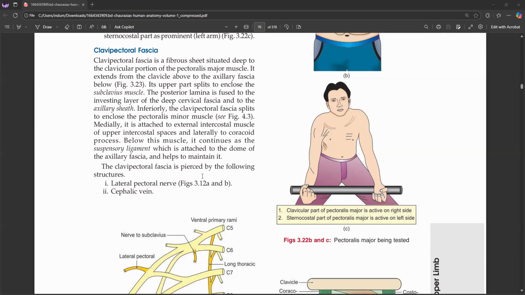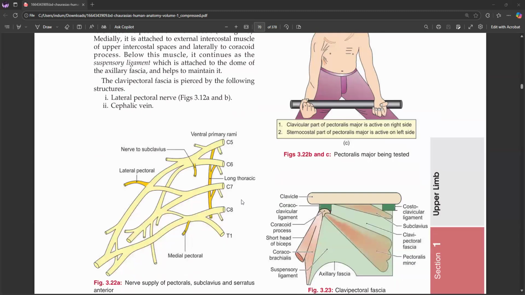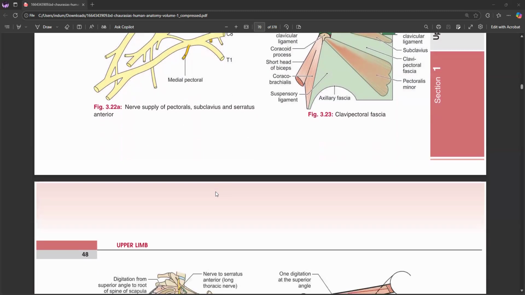Below this muscle, it continues as the suspensory ligament which is attached to the dome of the axillary fascia and helps to maintain it. The clavipectoral fascia is pierced by the following structures: lateral pectoral nerve, figures 3.12a and b, and cephalic vein.